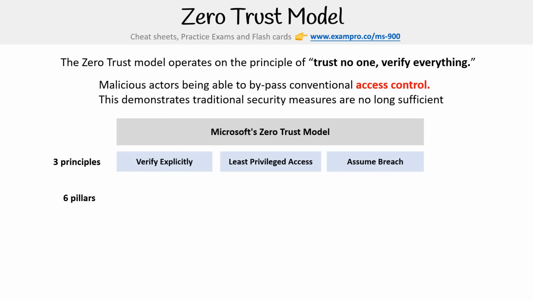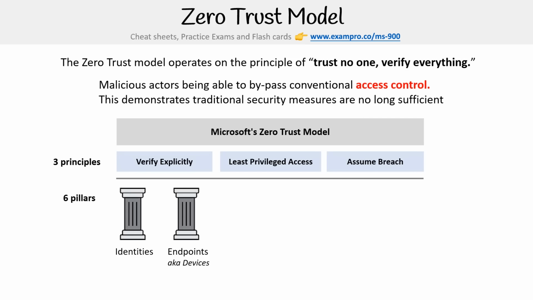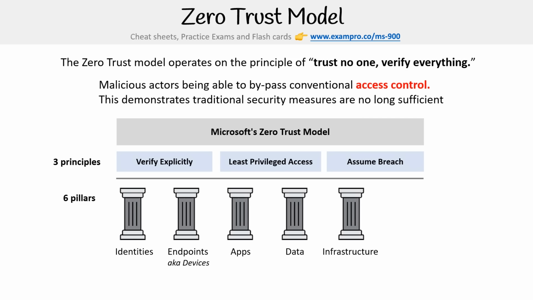For the 6 foundational pillars, we have identities and endpoints. An easier way of thinking about endpoints is just thinking of them as devices. Then we have apps, data, infrastructure, and networks. And I would say that if you wanted to put an emphasis on anything, it's going to be identities, because when an identity attempts to access a resource, it must be verified with strong authentication and follow least privilege access principles. The Zero Trust model is not unique to Microsoft.